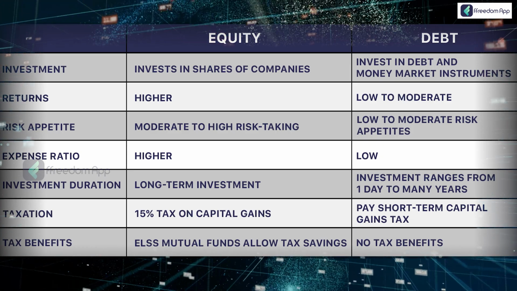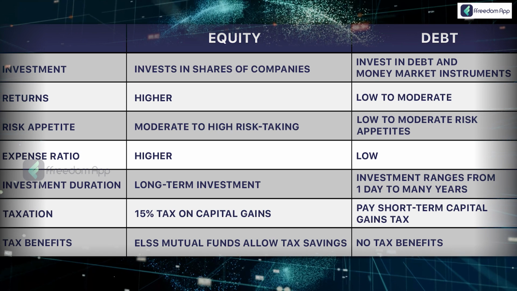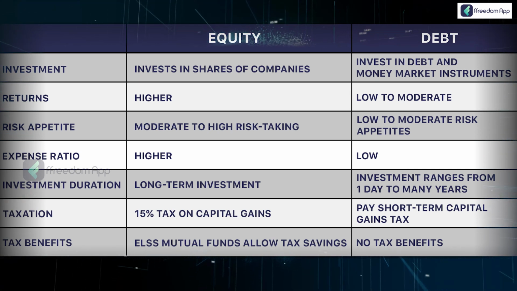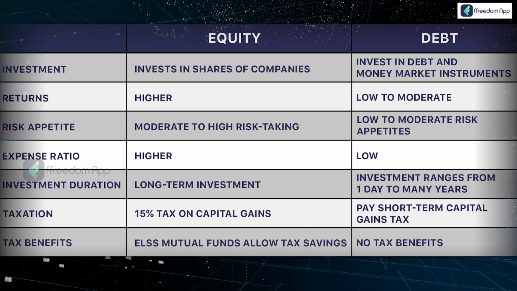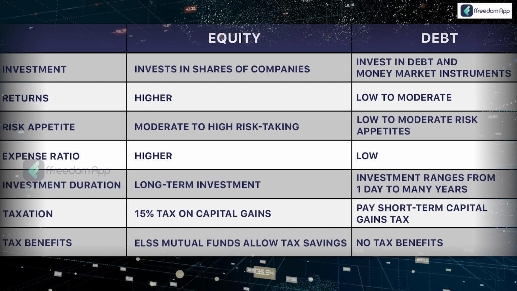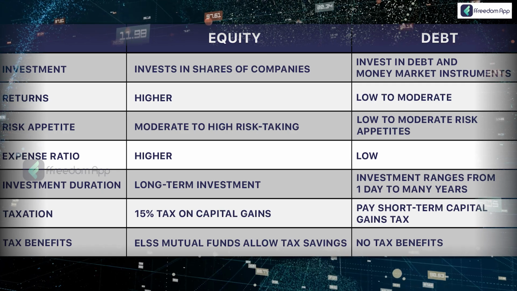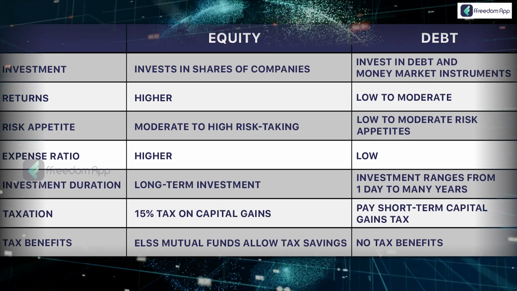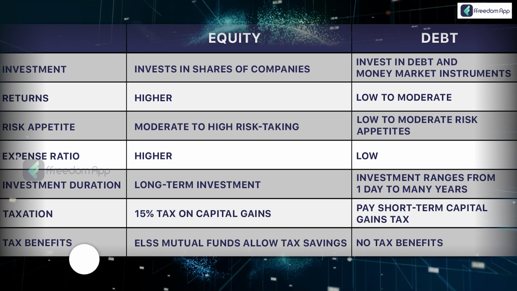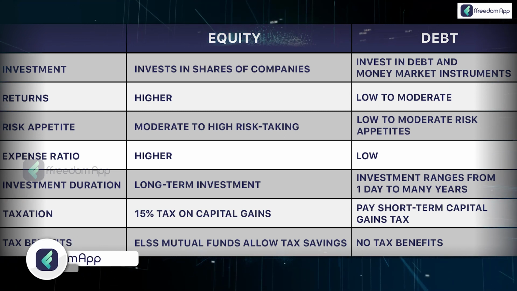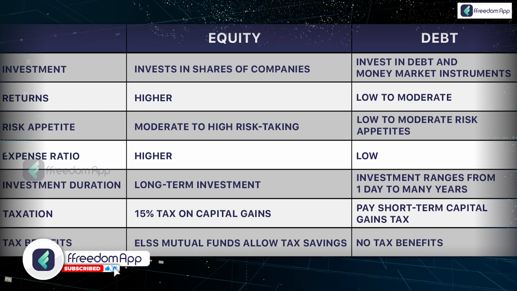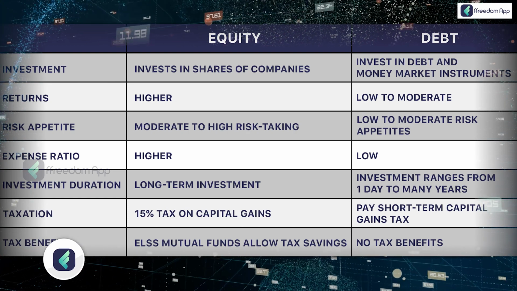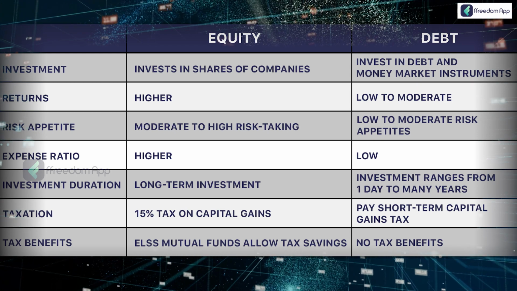On the other hand, when we talk about debt funds, here the expense ratio is low in comparison to equity funds. Next difference comes in terms of investment duration. So, when you are talking about equity funds, they are a long-term investment option which is suitable for achieving long-term financial goals. While on the other hand, the investment duration of debt funds ranges anywhere from 1 day to many years. You can select them as an investment alternative to fixed deposits and also savings bank accounts.